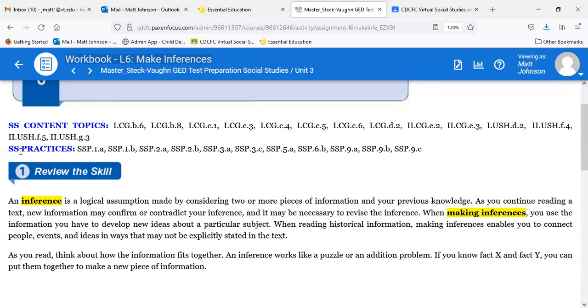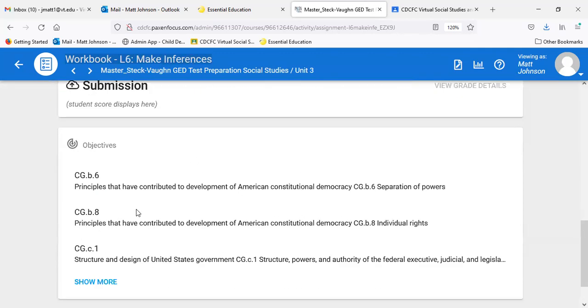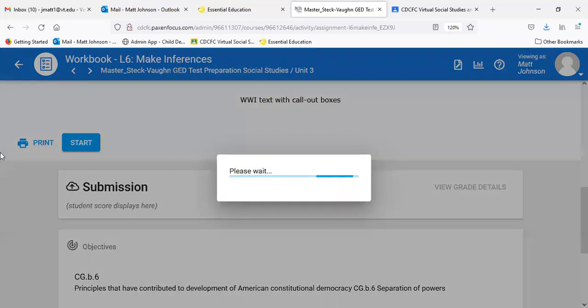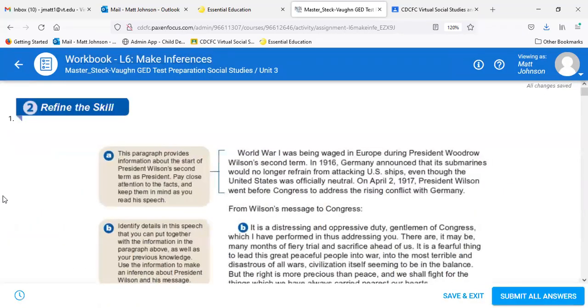And then finally, it says, as you read, think about how the information fits together. An inference works like a puzzle or an addition problem. If you know fact X and fact Y, you can put them together to make a new piece of information. And that's what we do as historians. We ask questions and we look for as much information as we can to support new ideas about the past.